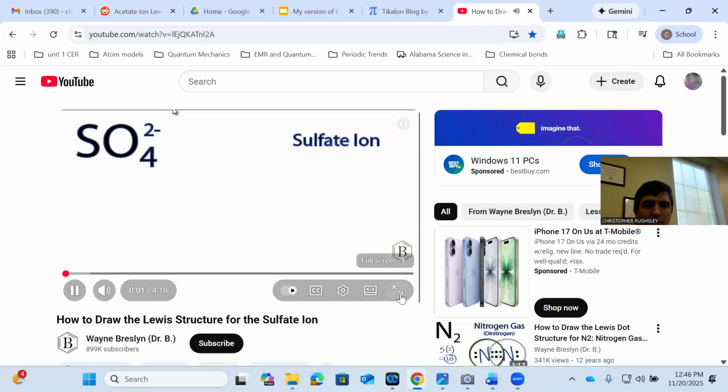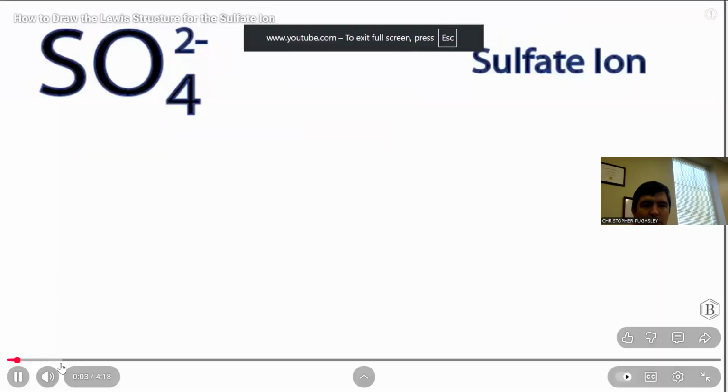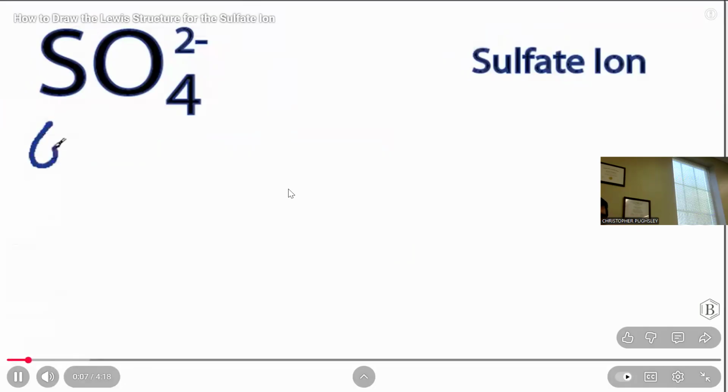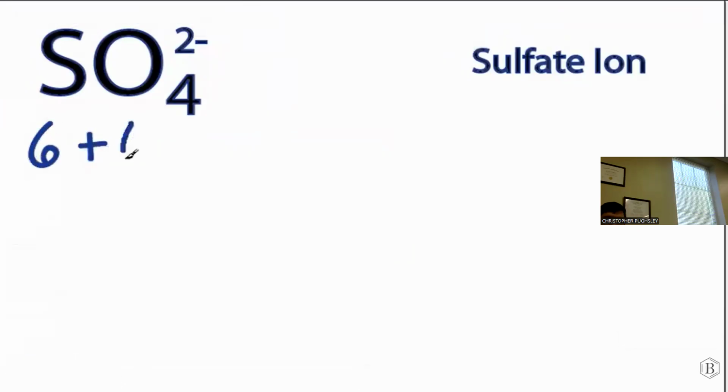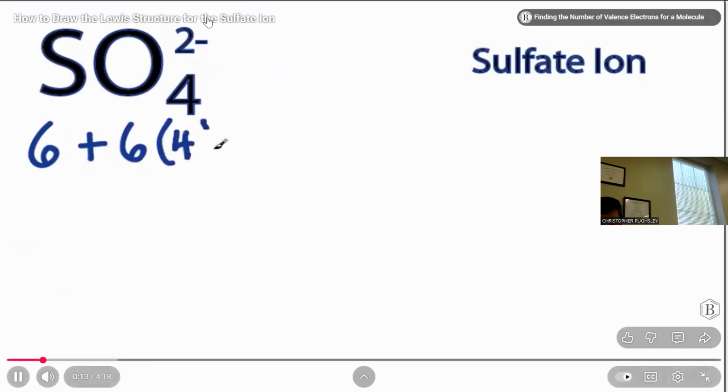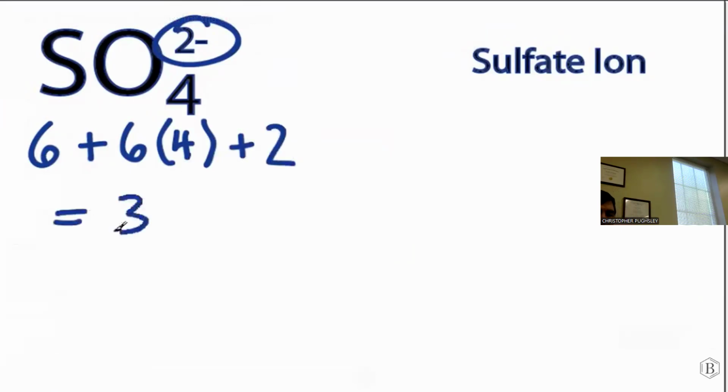Hi, this is Dr. B. Let's do the SO4 2- Lewis structure. For the sulfate ion, on the periodic table, sulfur has 6 valence electrons. Oxygen also has 6. We have 4 oxygens multiplied by 4, and these 2 valence electrons up here, we need to add those as well. That gives us a total of 32 valence electrons.